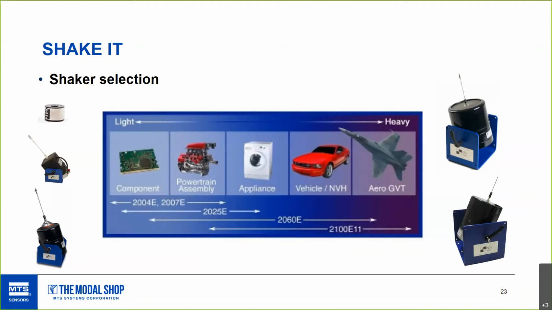Now, as you move up, say you're doing something more like, we're going to kind of jump to the other end. Let's say we're doing NVH or a GVT test. This is where the 2060E is really kind of, I guess, one of our favorite shakers. For the force output it has, and it's got an extended stroke, which is very valuable in some GVT testing, where if it's mounted midway on a wing, which can have some rather significant motion, can be very valuable in that sort of testing. And it's still relatively small shaker and easy to use.